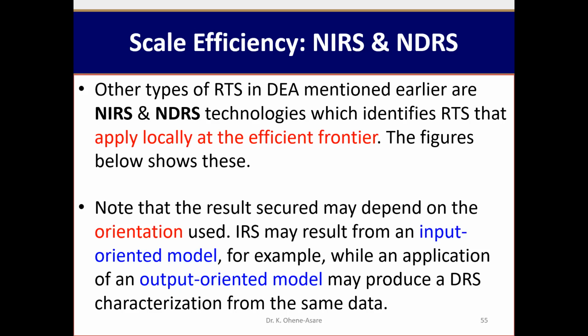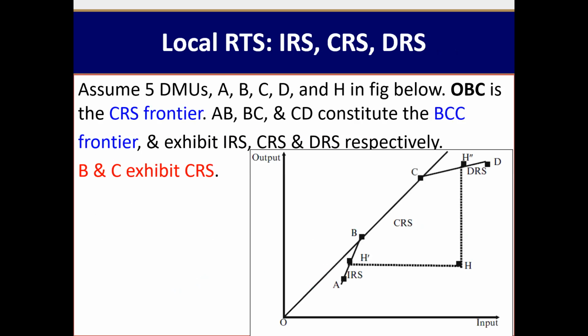It's orientation based. So if you are using output orientation and you are seeing a lot of decreasing returns to scale, don't be worried. It's because of the orientation you are using. But if you are doing non-orientation, then you are more likely to see both or all of them in there. Okay, so this is the summary. I should normally ask you this question.